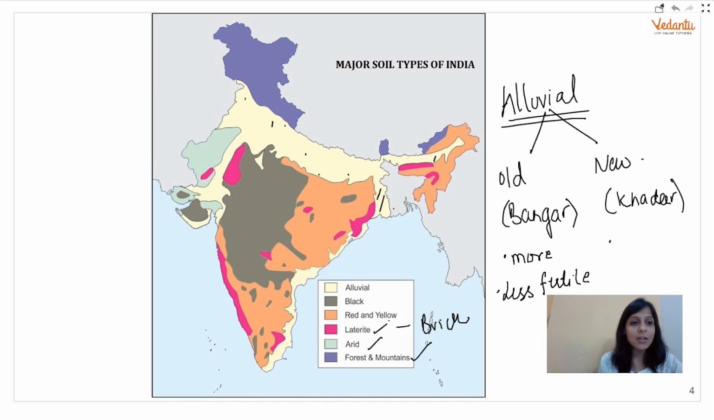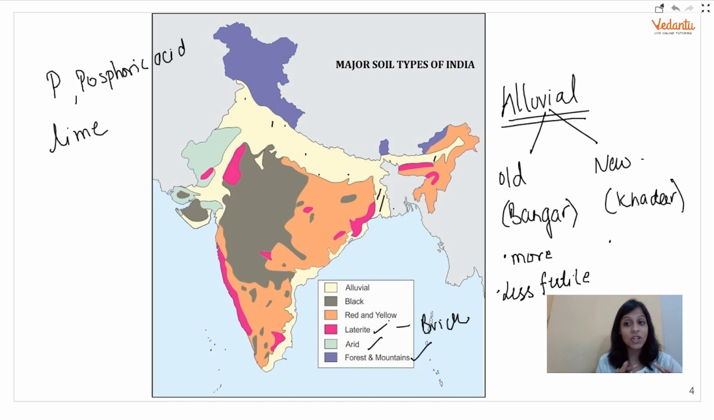Alluvial soil consists of an adequate proportion of potash, phosphoric acid, and one thing that I'm missing, can you please help me? Potash is there, of course there is phosphoric acid, and one thing more, yes, it is lime. So I guess we've covered pretty much everything. These are ideal for the production of sugar cane, paddy, wheat, and other cereal crops also. So alluvial soil is very, very important.